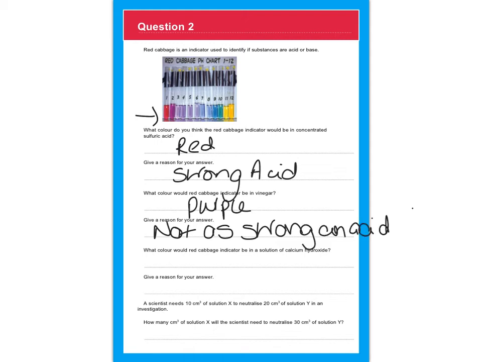What colour would red cabbage be if it was in calcium hydroxide? So if it was in calcium hydroxide, guys, it would be yellow, because calcium hydroxide is a strong base.